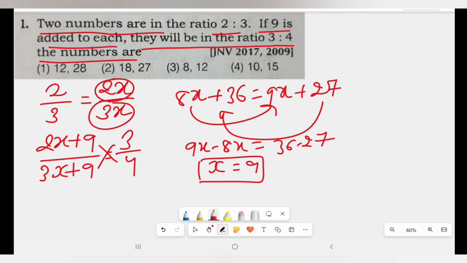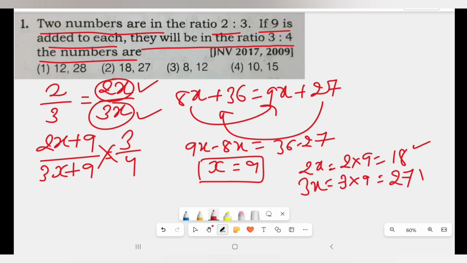So as you know, one number is 2x, that is 2x is equal to 2 into 9, that is 18, and another number is 3x, right? So 3x, 3 into 9 is 27. So the two numbers are 18 and 27. All right, so option 2 is the right answer.